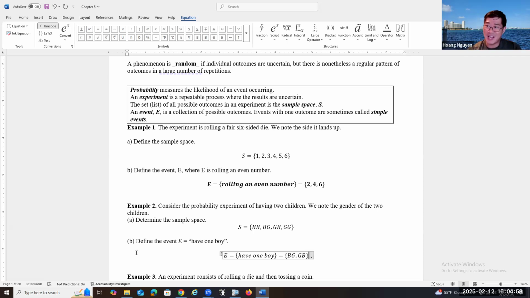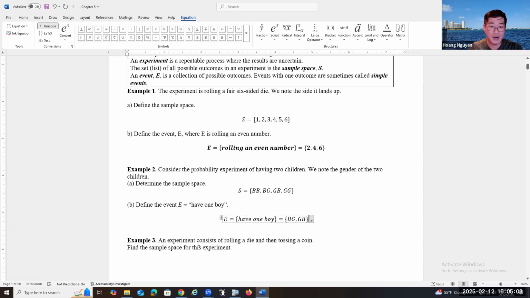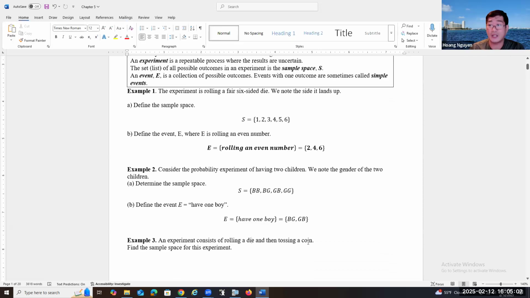Okay, so this is the second example, everyone. Now let's give it a try for the third example. An experiment consists of rolling a die and tossing a coin. Find the sample space of this experiment. What's going to be the sample space when you roll a die and toss a coin? When you roll the die, there are 6 possible outcomes. We will consider this a 6-sided die, and the coin is going to be head or tail.